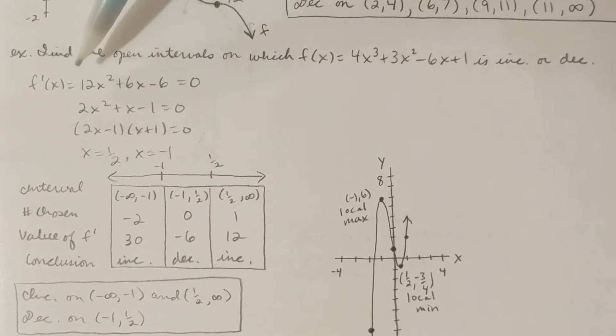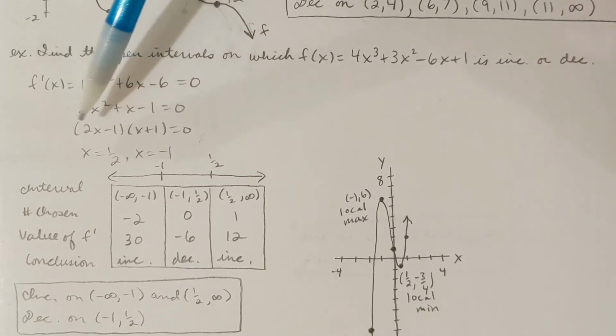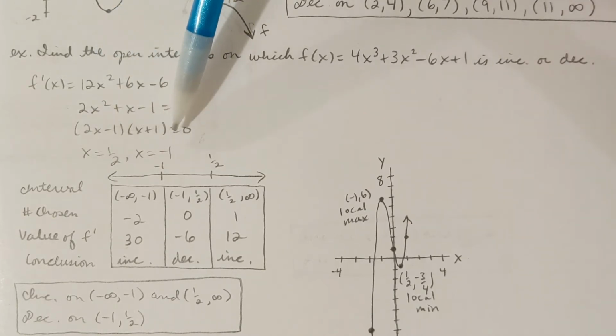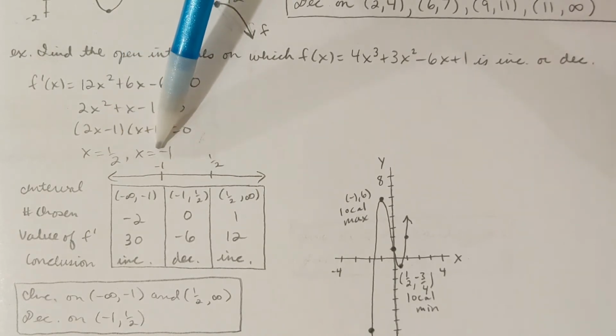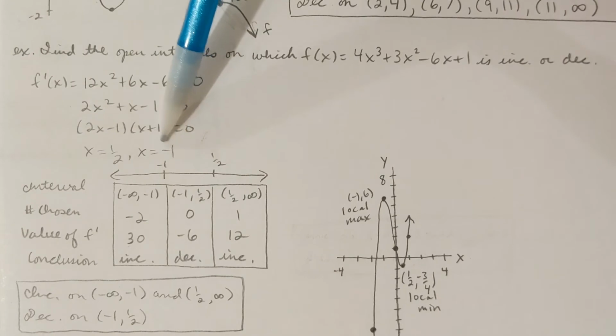All right, so I'll set the derivative equal to 0. I can make the numbers a bit nicer by dividing by 6 on both sides, and get 2x squared plus x minus 1 equals 0. That's going to factor nicely as 2x minus 1 times x plus 1. Set the factors equal to 0, and you get x equals 1/2 and x equals negative 1. Now these two numbers are my critical numbers.